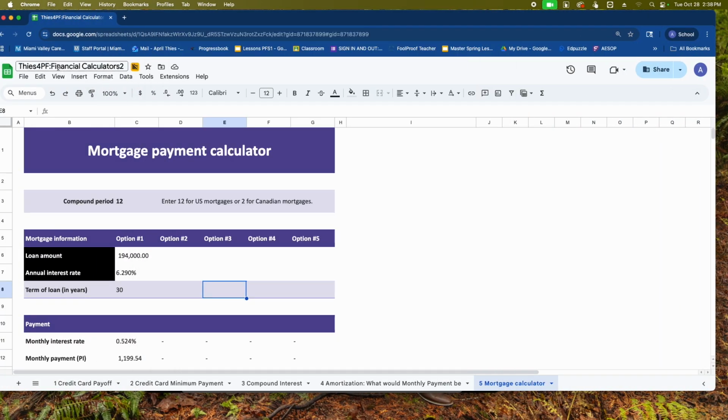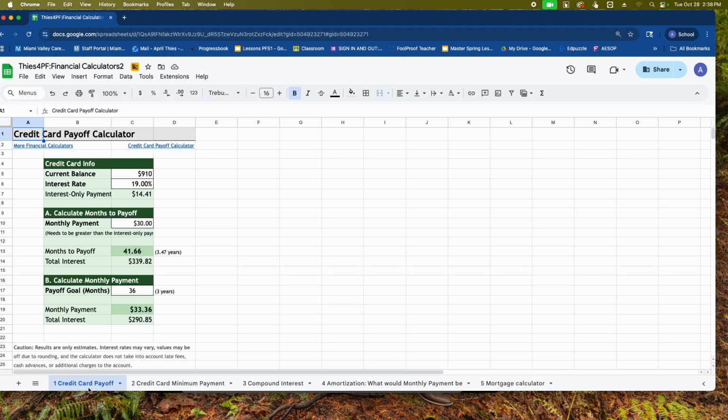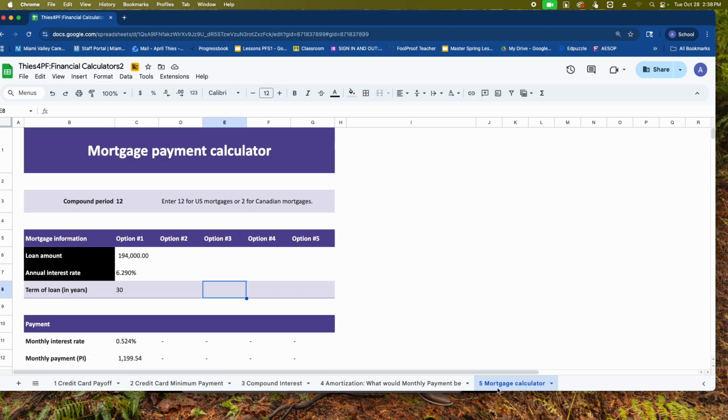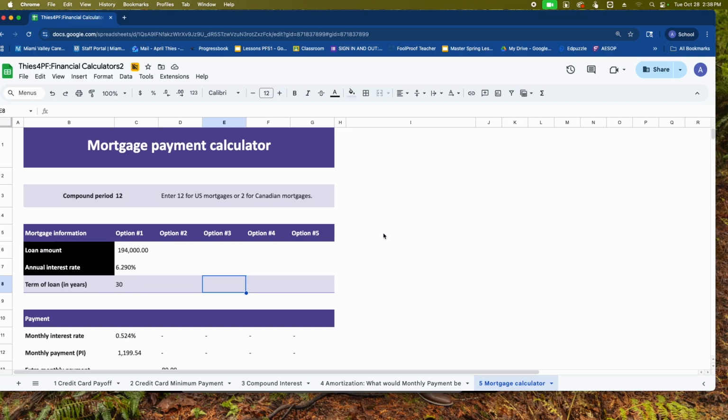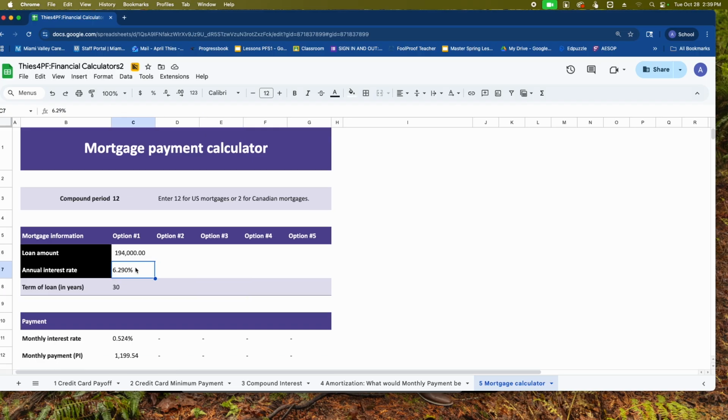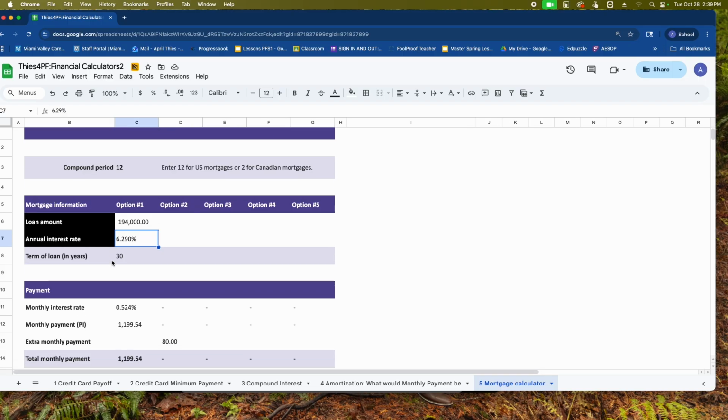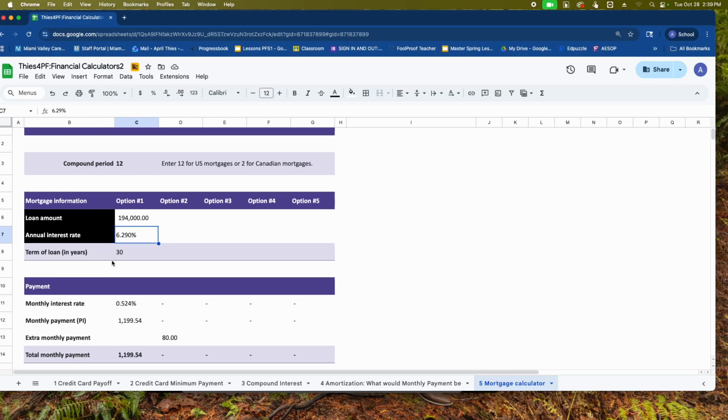The next question is going to ask you to plug in some numbers into your financial calculator. So you are going to pull up your financial calculator. When you pull yours up, it's going to pull up the credit card payoff. We have multiple calculators down here. You are looking for the mortgage calculator. It should be 5, mortgage calculator. Inside of here, we are going to put in some information because we are trying to find out what our loan payment would be for a $194,000 loan at 6.29%, or again, whatever interest rate was supplied to you, and for 30 years.